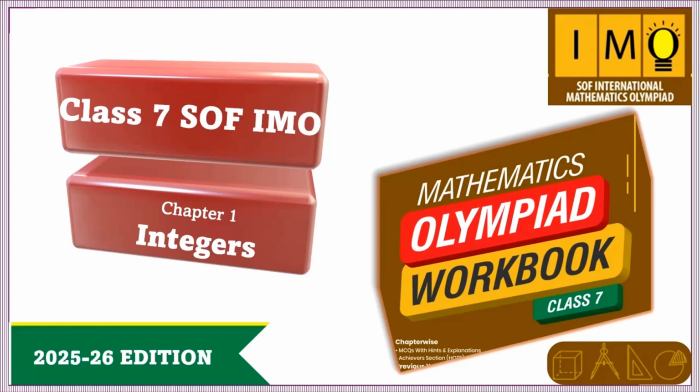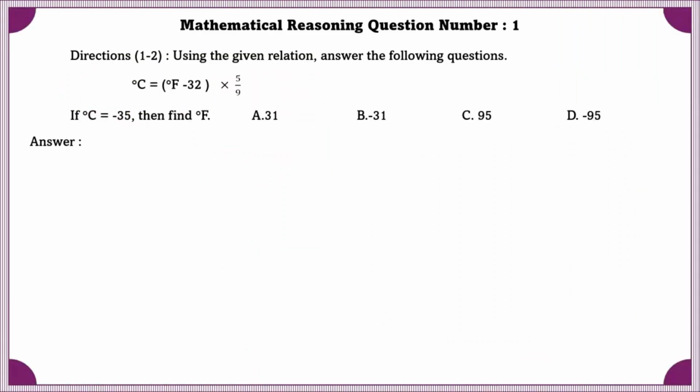Class 7 SOF IMO Chapter 1 Integers. Mathematical reasoning question number 1. Using the given relation, answer the following question. Degree Celsius is equal to (degree Fahrenheit minus 32) into 5 by 9. If degree Celsius is equal to minus 35, then find degree Fahrenheit.